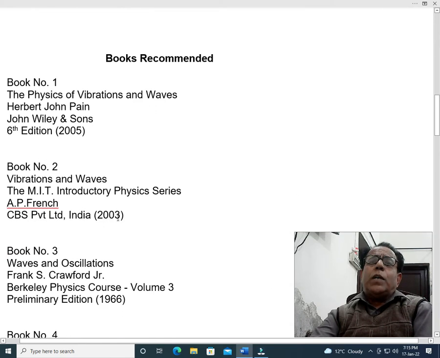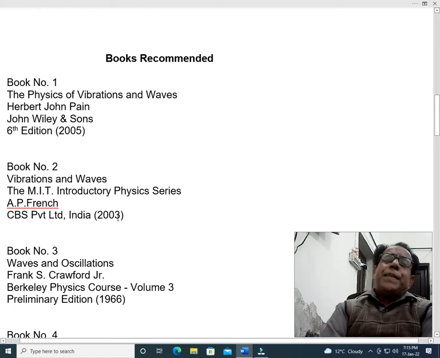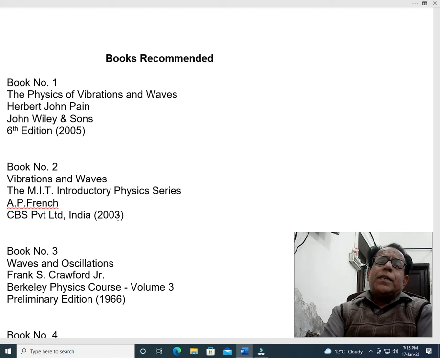Now we come towards major books, subject specific advanced level books. Okay, book number 1, The Physics of Vibrations and Waves. Its author is Herbert John Pain. Its publisher is John Wiley and Sons, and its 6th edition 2005 will be followed.